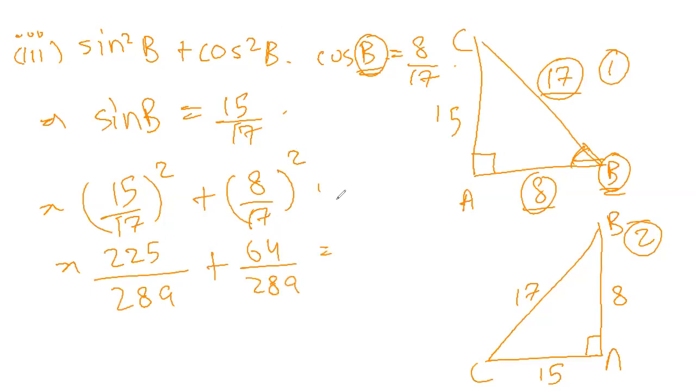So 225 plus 64. So we will check that if our bases in the both fractions are same. If it is different, we'll find the LCM. If it is same, no need to. So here it is same. So we'll write our base as 289, not about the triangle, only in this fraction. So our denominator is 289 and 225 plus 64 is 289. So 289 divided by 289 is 1. So the answer to our third question of the second question is 1.